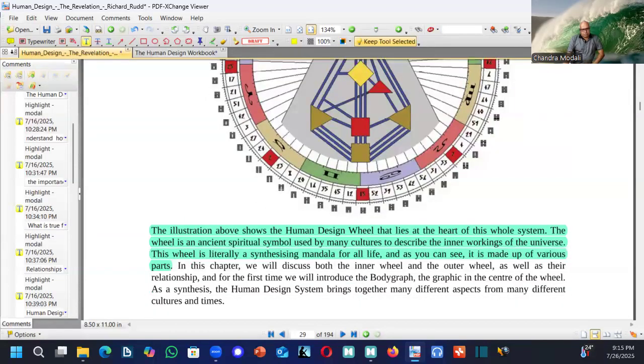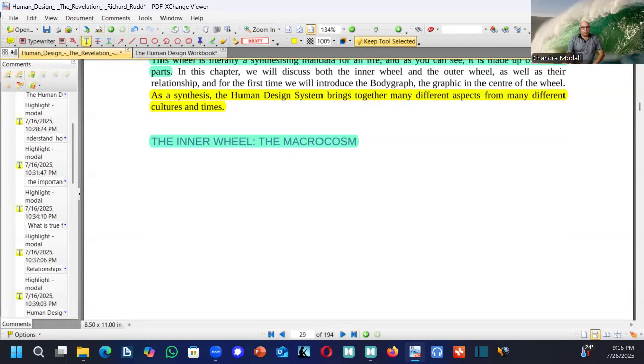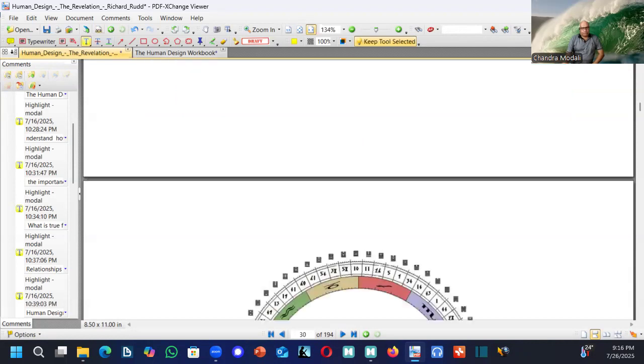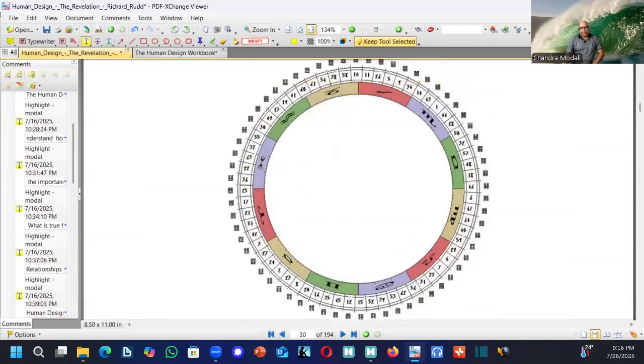This wheel is literally a synthesizing mandala for all life, and as you can see, it is made up of various parts. In this chapter, we will discuss both the inner wheel and the outer wheel, as well as their relationship, and for the first time, we will introduce the body graph, the graphic in the center of the wheel. As a synthesis, the human design system brings together many different aspects from many different cultures and times. The inner wheel, the macrocosm. Okay, so the inner wheel is the macrocosm.